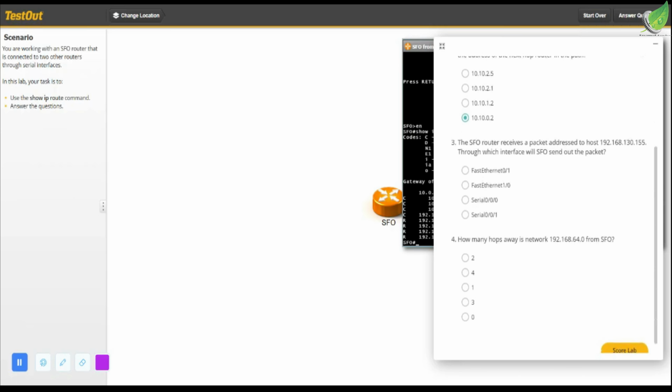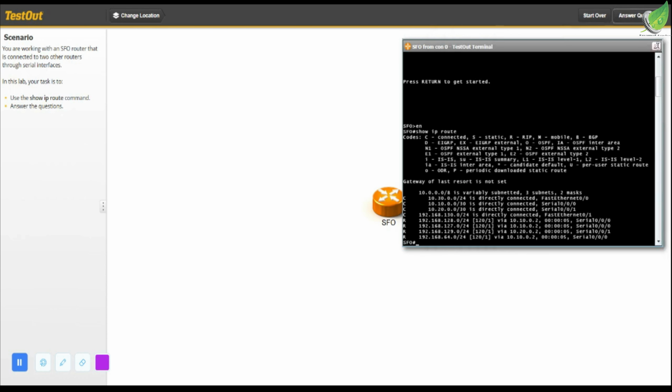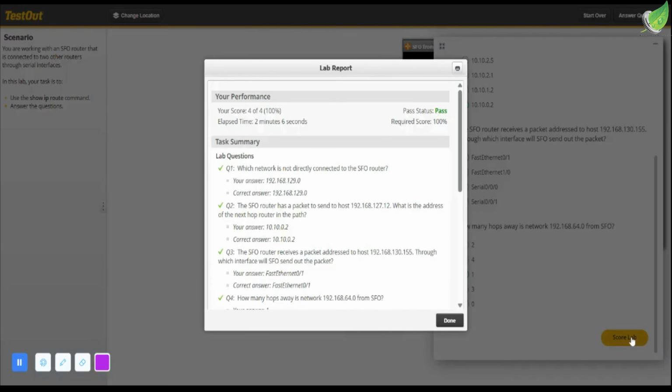192.168.130.155. Through which interface will SFO send out the packets? So the correct answer to this is going to be FastEthernet 0/1. And how many hops away is network 192.168.64.0? The correct answer to this is going to be 1. So let's check our answers and everything is correct.